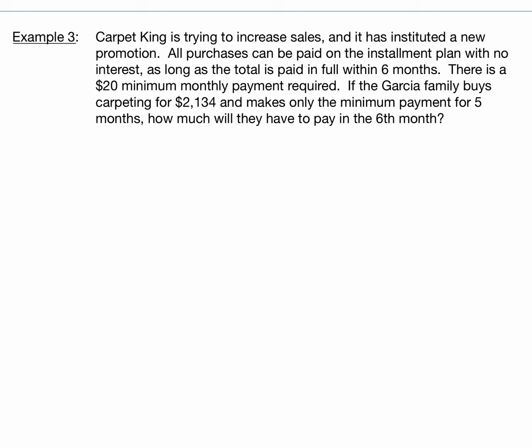So if the Garcia family buys carpeting for $2,134 and makes only the minimum payment for 5 months, how much will they have to pay in the 6th month? Okay, so let's take a look at this. Minimum payment is $20 times 5 months, which means that they will only have paid $100 toward the total purchase of $2,134.